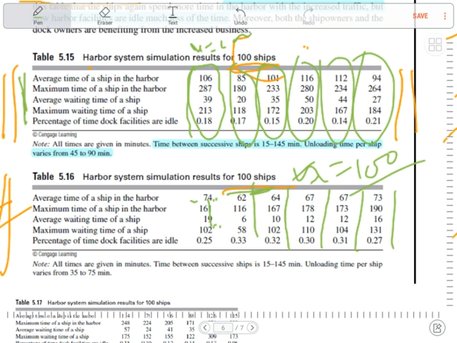If you calculate the difference here and here, you will see each of these differences lies between 35 and 75. That means the unloading time is generated accordingly. So via the modified algorithm, Table 5.16 is generated.